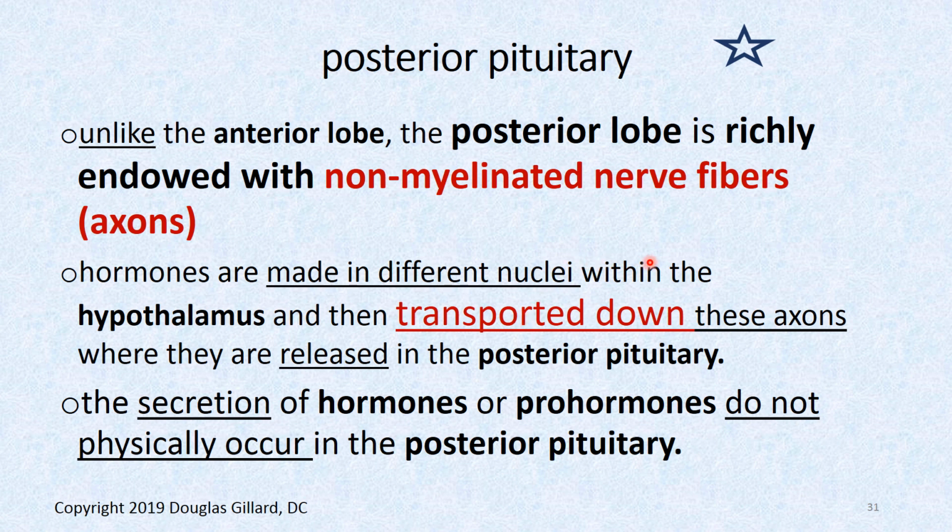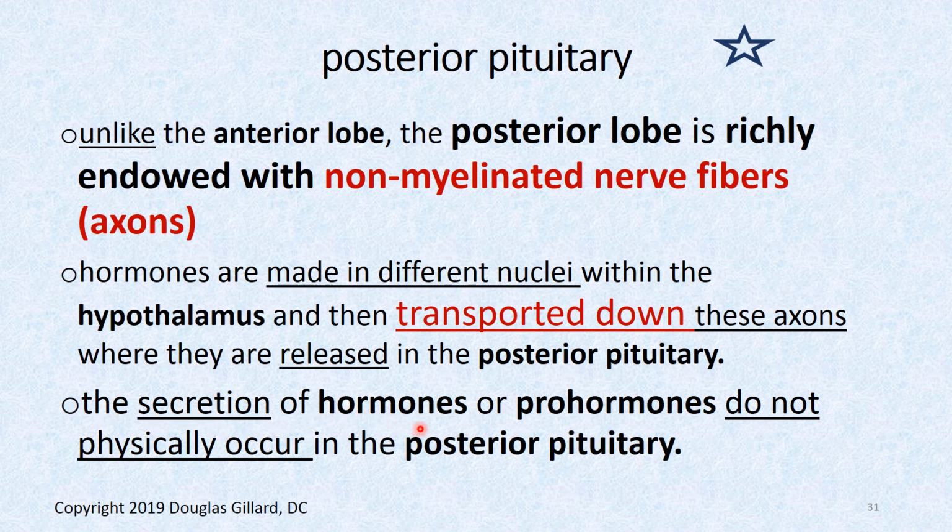Posterior pituitary. We already talked about this. Unlike the anterior lobe, the posterior pituitary is super thick with non-myelinated nerve fibers, and they have the ability to transport hormones down them. So the hormones are actually made in the hypothalamus and then transported inside of these nerves. Just like blood vessels, some types of non-myelinated nerve fiber can also transport hormones. That's exactly what happens.